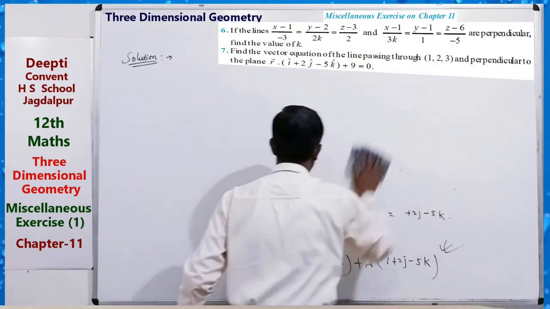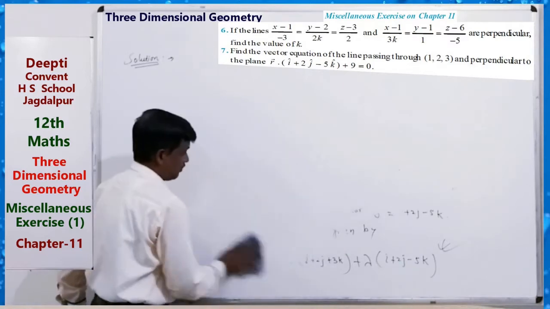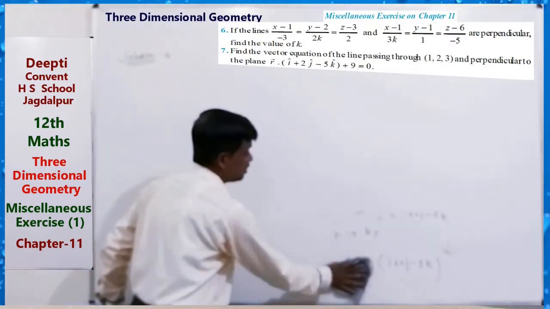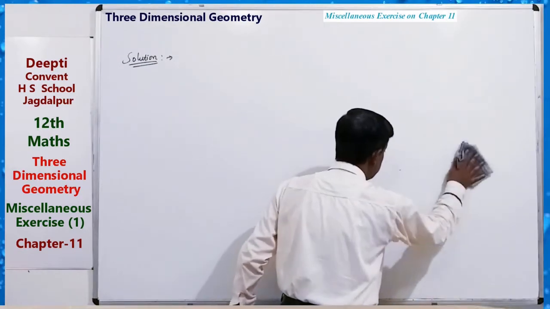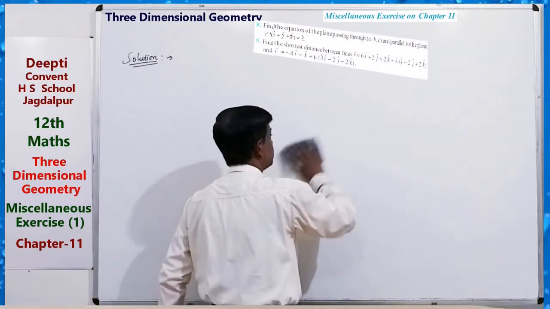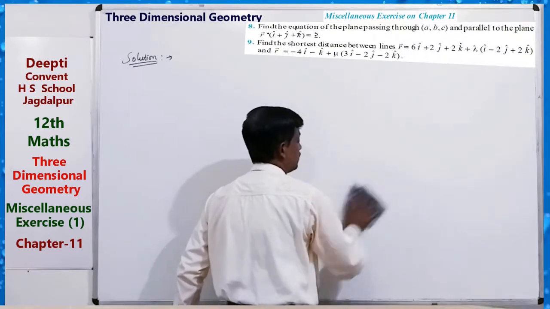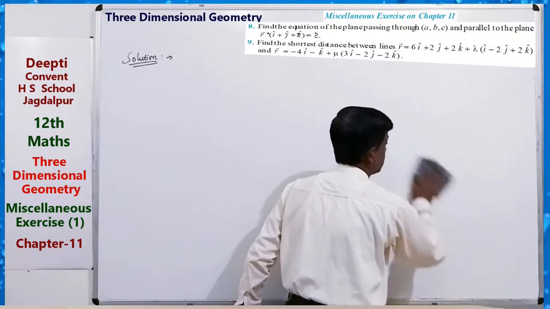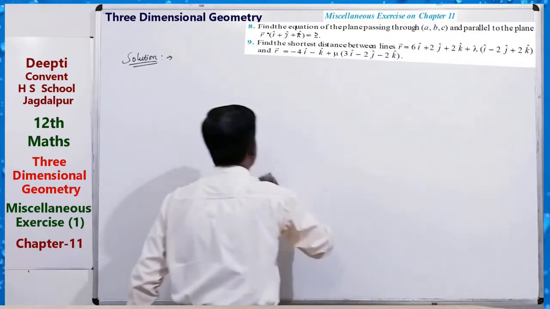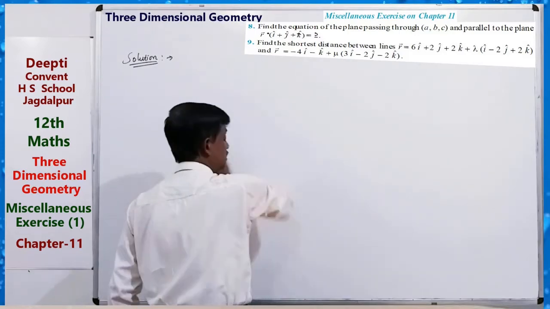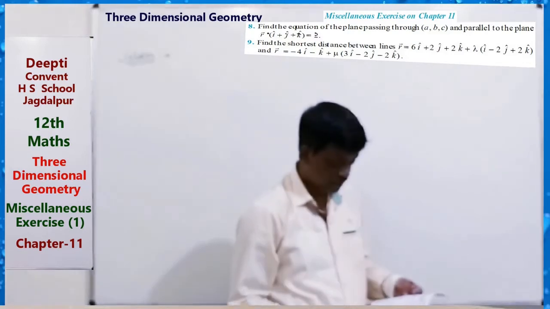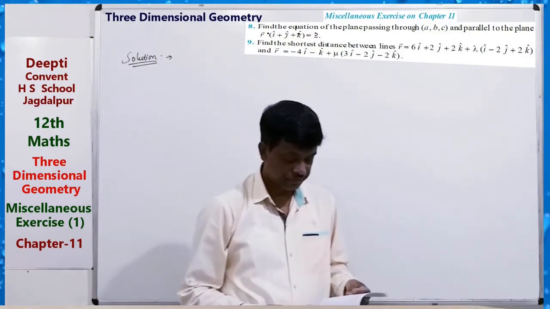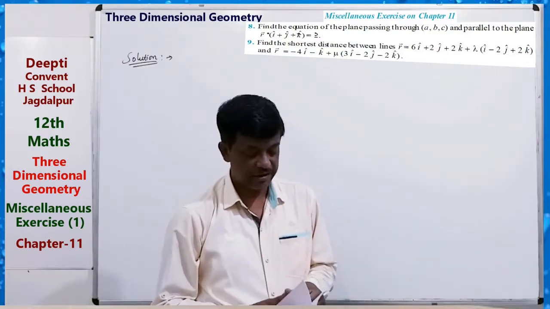Okay, so for finding the normal to the required plane, we can write the vector n by taking the normal to the given plane. Okay, so here question 9.